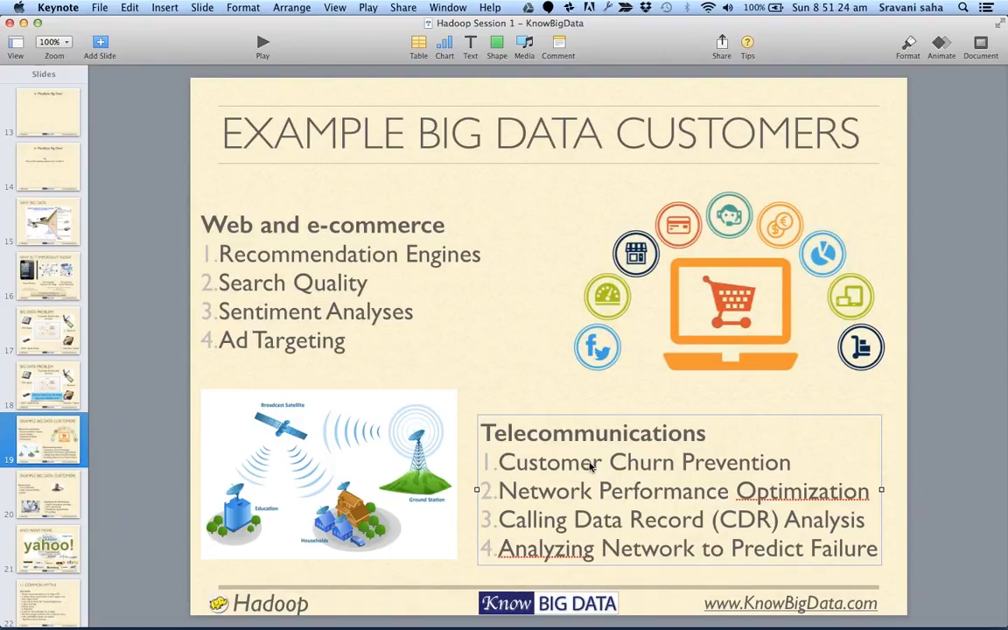Third one is sentiment analysis. Sentiment analysis in plain simple words means understanding the sentiments of people. And how can you understand the sentiments of people? You use the social forums, for example Twitter, and various kinds of forums which are available across the globe. You use all of those in order to do sentiment analysis.